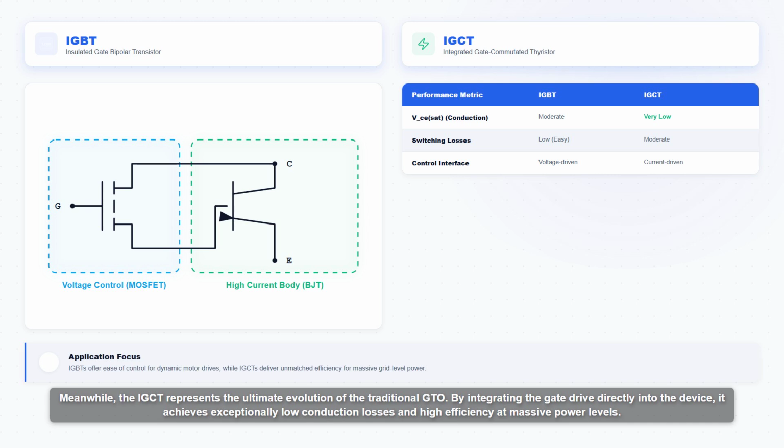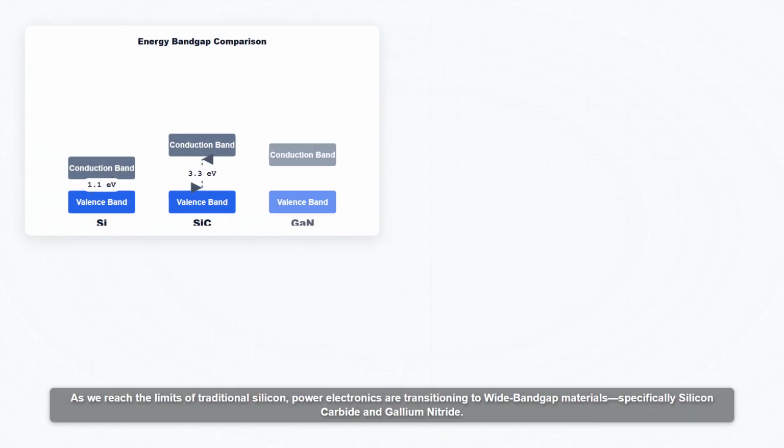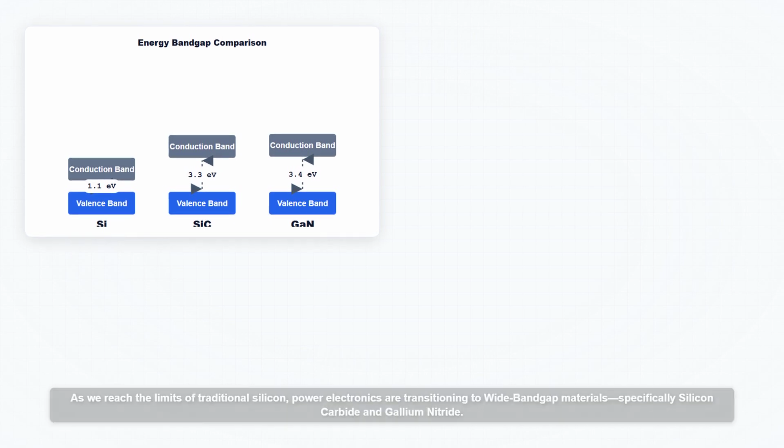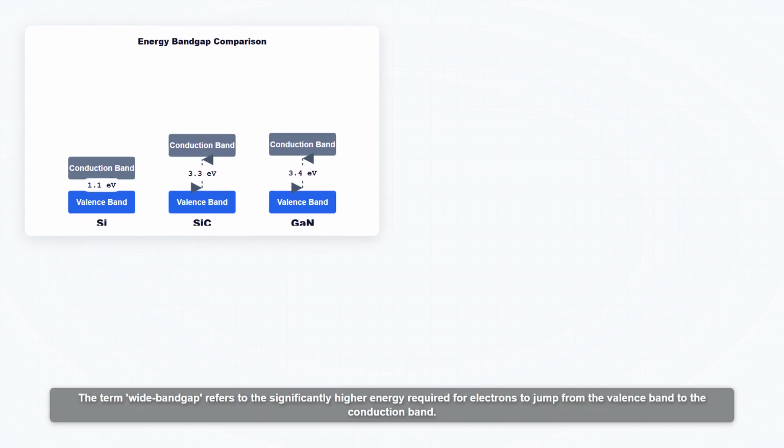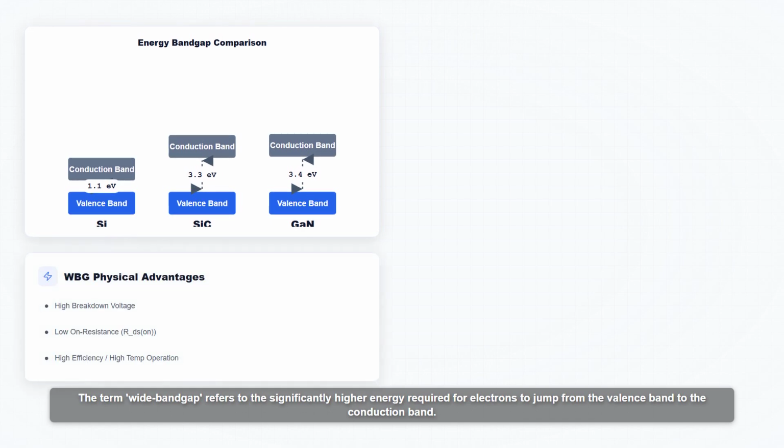By integrating the gate drive directly into the device, it achieves exceptionally low conduction losses and high efficiency at massive power levels. As we reach the limits of traditional silicon, power electronics are transitioning to wide band gap materials, specifically silicon carbide and gallium nitride. The term wide band gap refers to the significantly higher energy required for electrons to jump from the valence band to the conduction band.